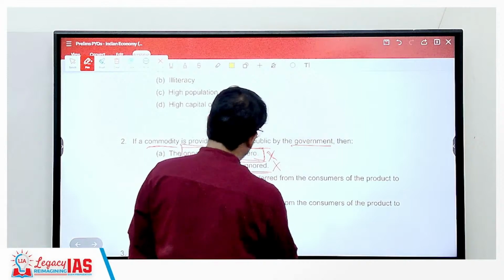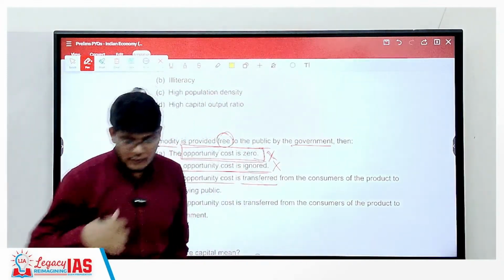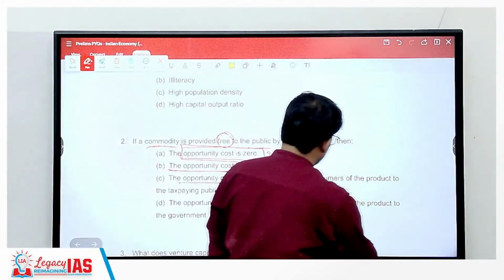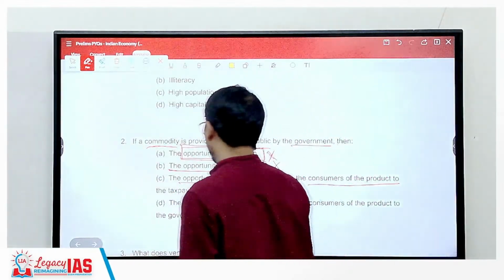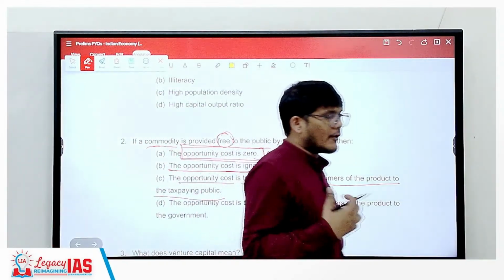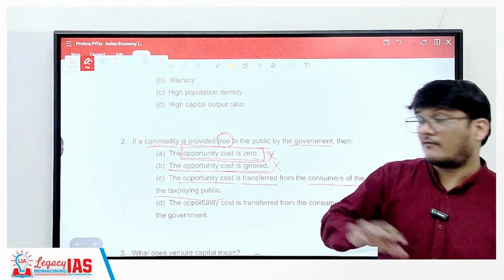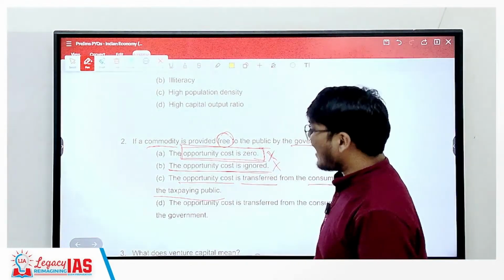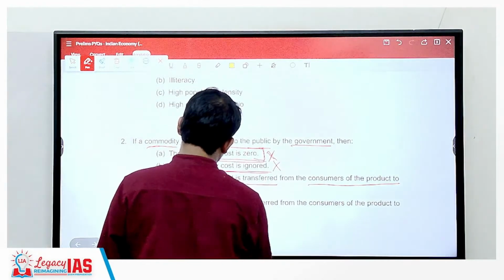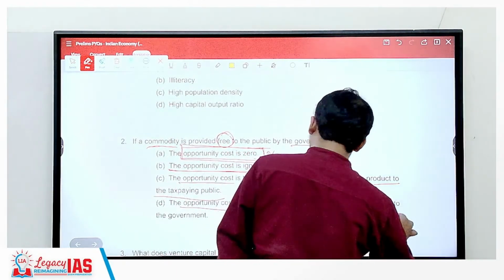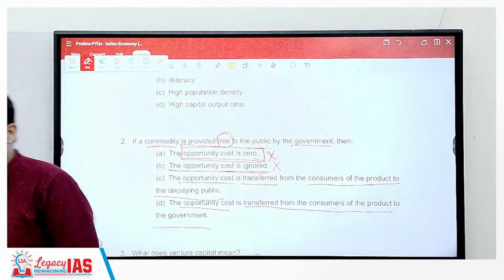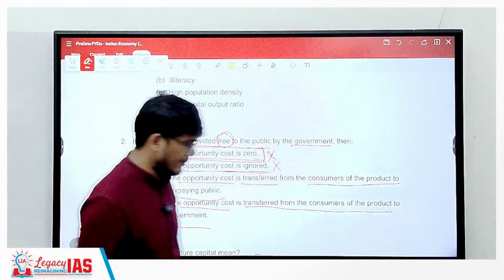The third option says the opportunity cost is transferred. The opportunity cost which was there is transferred from the consumers of the product to the tax paying public. We'll come to this option. What is the last option saying? The last option says that the opportunity cost is transferred from the consumer of the product to the government.